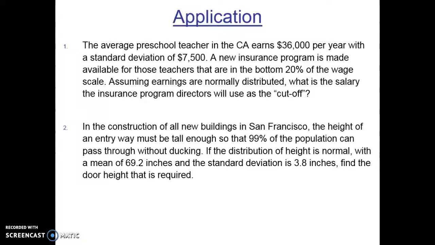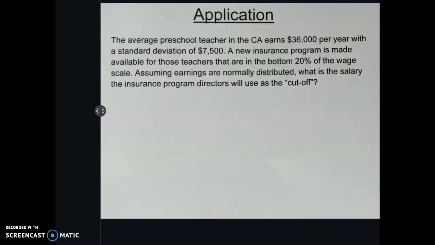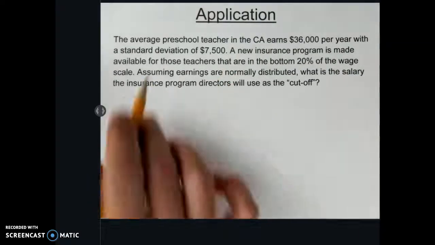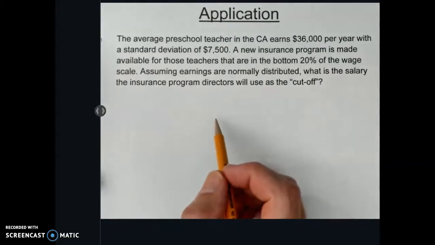Okay, in this video, we're going to pick up with an application. And I want to do these applications on paper here. So let's shift over to the doc cam. I've simplified it for just the first question. Then we'll go to the second one in a minute.